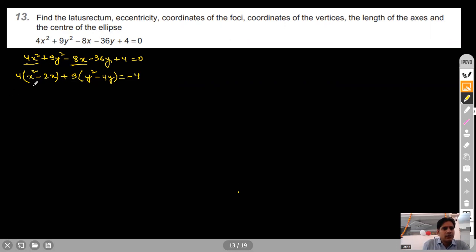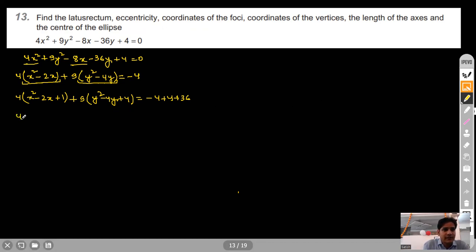Now I will try to make these things perfect squares. Then only can I approach the standard form. So this will be 4 times x square minus 2x plus 1, and 9 times y square minus 4y plus 4. What we have added here is actually 4, since 1 is multiplied by 4. Minus 4 was there from the last step as it is, plus 4. And here we have added 36. So 36 plus 4, we have actually added 40 on the right hand side also.